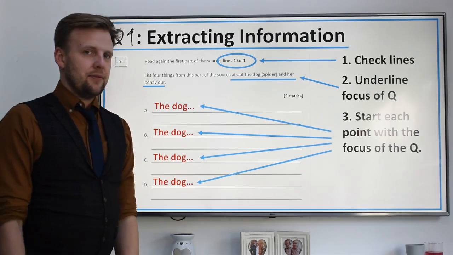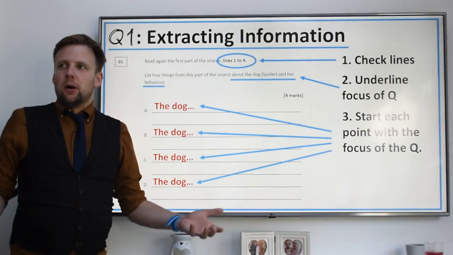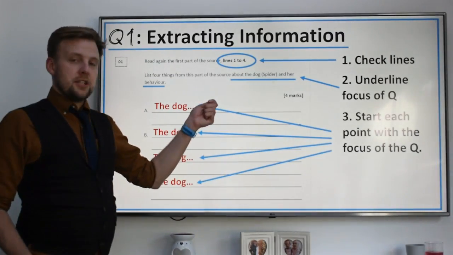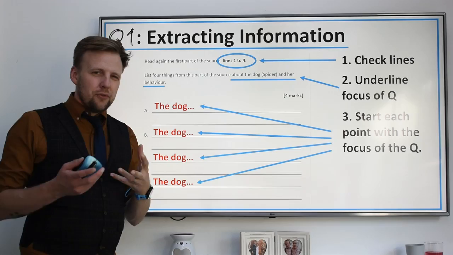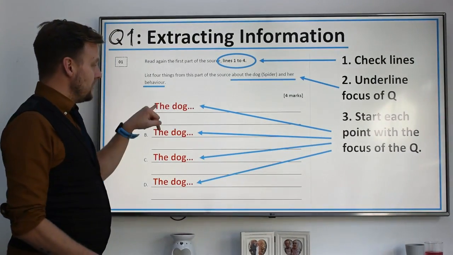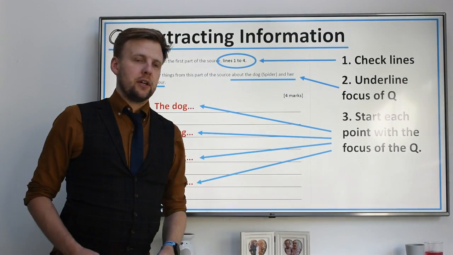A little bit repetitive, but if someone had just put black fur, the examiner might be like, what the hell's got black fur got to do with anything? There is chances where what you've put is too vague to give you the mark. So don't make that mistake. Don't fall into that trap. Start the dog, the dog, the dog, the dog, and then put what you're going to say about it.